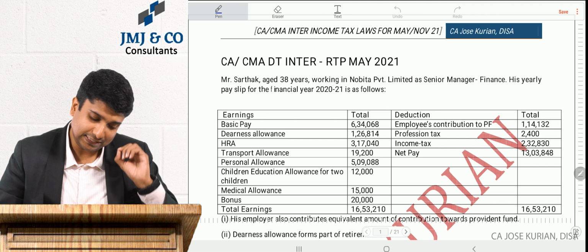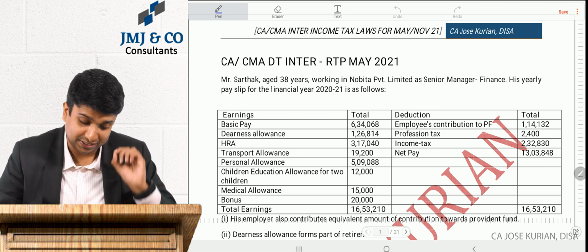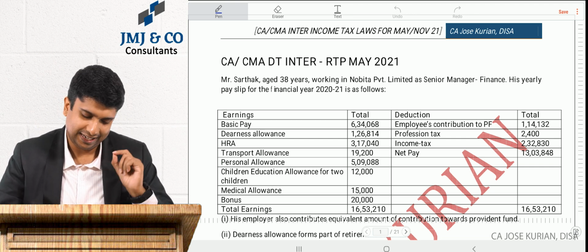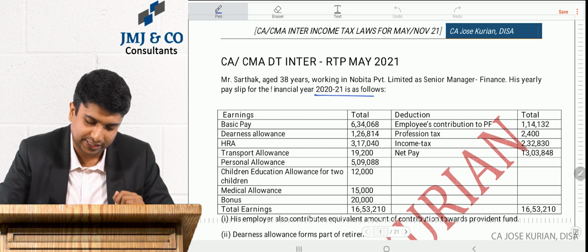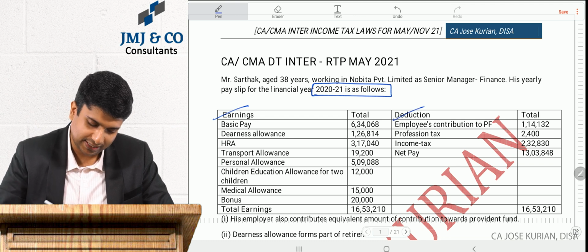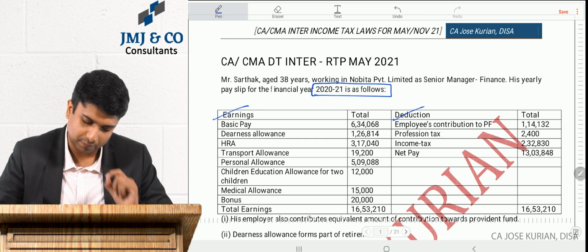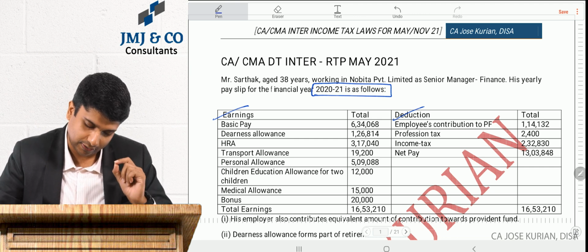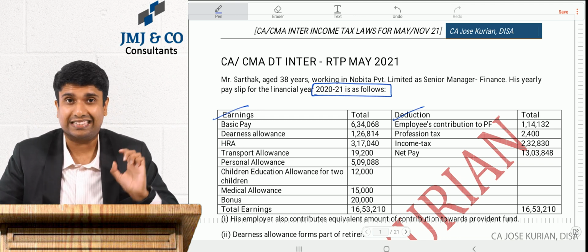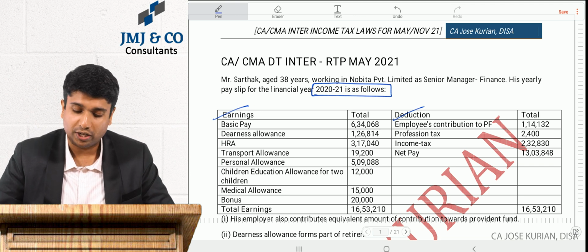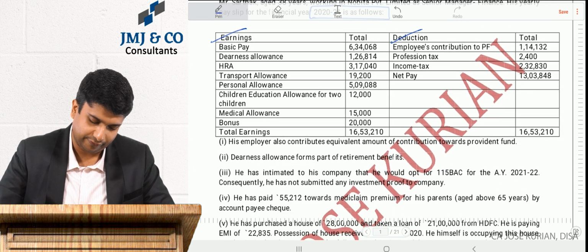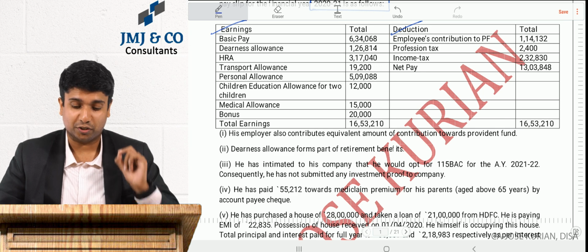So Mr. Sathak, aged 38 years, working in Nobida Private Limited as a senior manager finance. His yearly pay slip for the financial year 2021 is as follows. Alright, so the earnings part is given and the deduction part is also given. Earnings: there is basic pay, dearness allowance, HRA, transport allowance, personal allowance, education allowance for children, education allowance for 2 children, then medical allowance, bonus and total earnings is given. And on the other side, it is employee's contribution to Provident fund, then profession tax, income tax and net pay is also given. And there are certain additional information in relation to this particular paragraph.